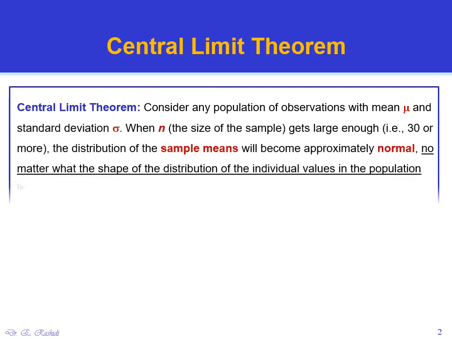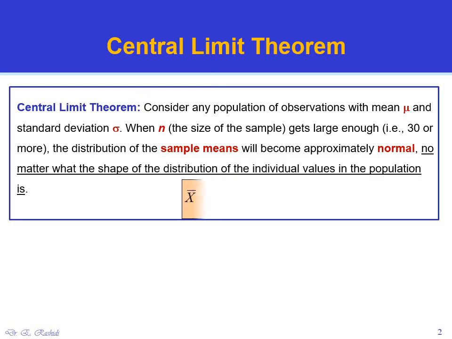Consider any population of observations with mean mu and a standard deviation sigma. When n, the size of the sample, gets large enough, more than 30, the distribution of the sample means will become approximately normal, no matter what the shape of the distribution of the individual values in the population is. So x bar, the sample means, would follow a normal distribution with an average of mu and a standard deviation of sigma over a square root of n.